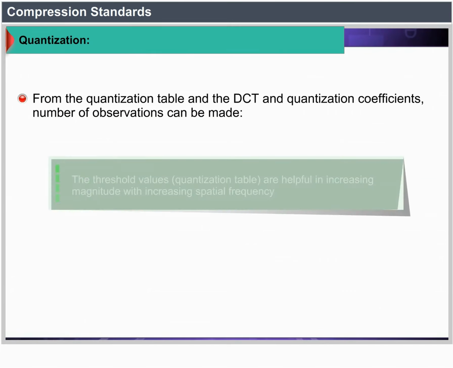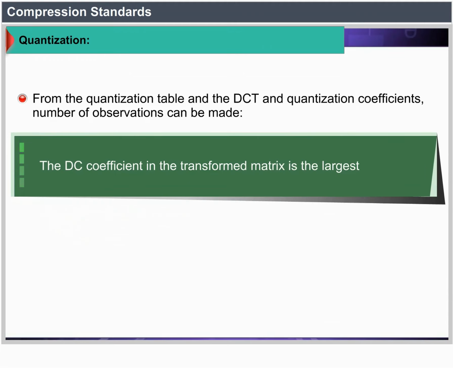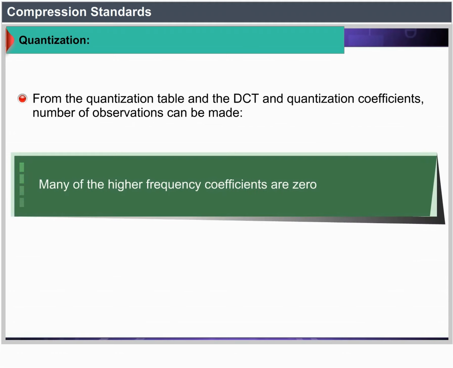The threshold values in the quantization table used increase in magnitude with increasing spatial frequency. The DC coefficient in the transform matrix is the largest. Many of the higher frequency coefficients are 0.